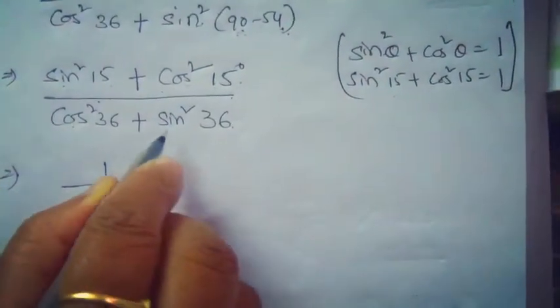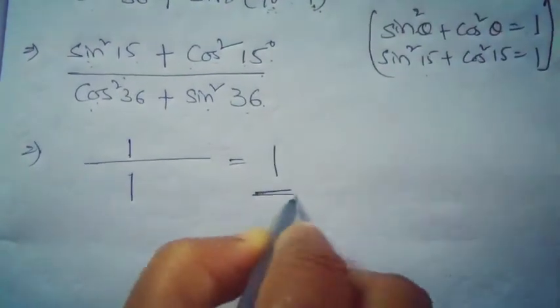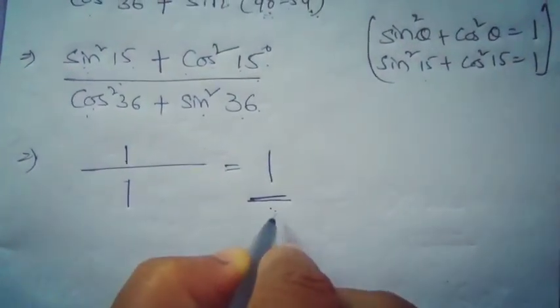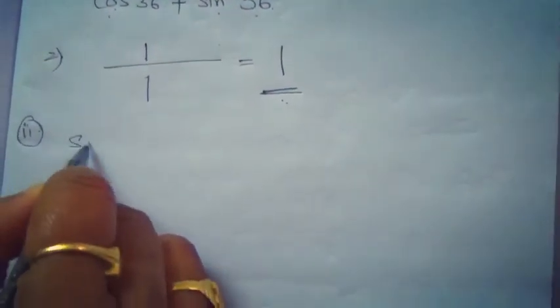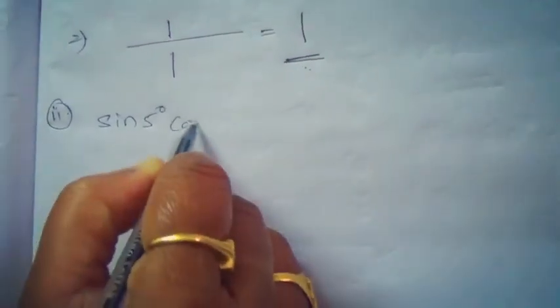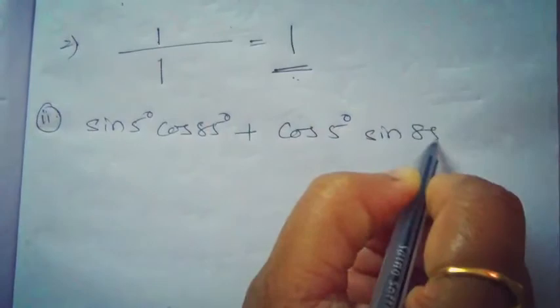Just like the above, sin square 36 plus cos square 36 is equal to 1. That is the value of this sum. So the second one: sin 5 degrees cos 85 degrees plus cos 5 degrees sin 85 degrees.